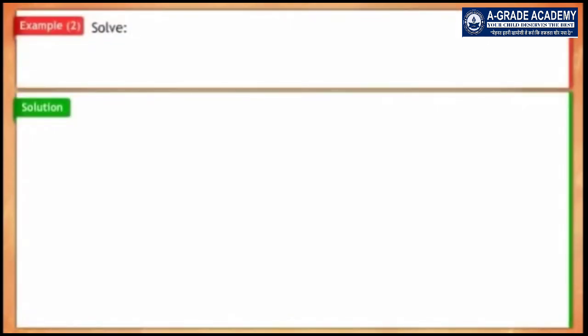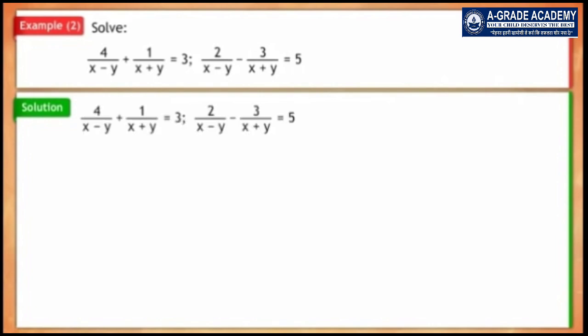Example 2. 4 upon x minus y plus 1 upon x plus y is equal to 3. 2 upon x minus y minus 3 upon x plus y is equal to 5. Solution: 4 upon x minus y plus 1 upon x plus y is equal to 3. 2 upon x minus y minus 3 upon x plus y is equal to 5.